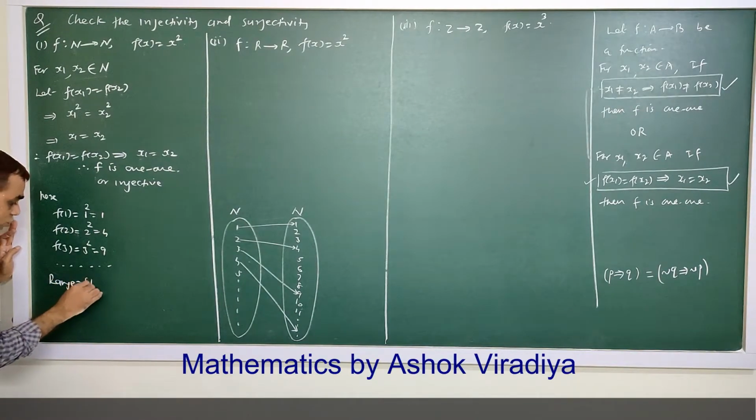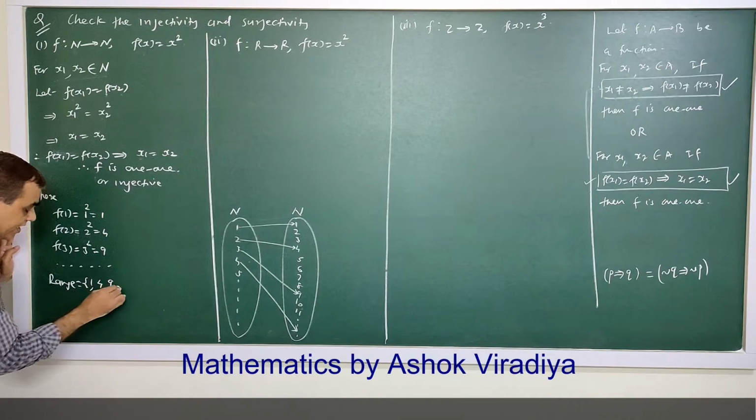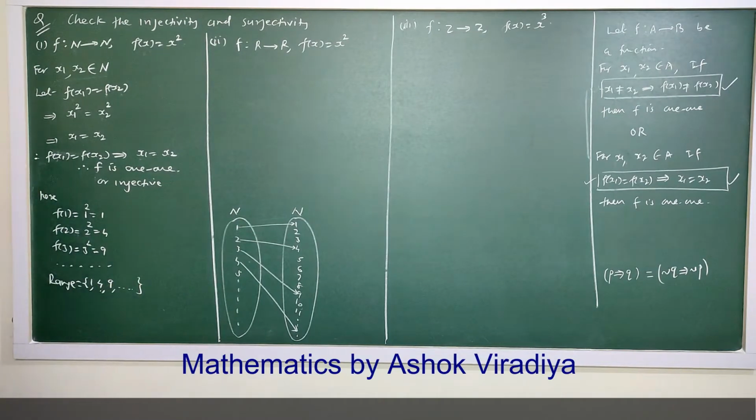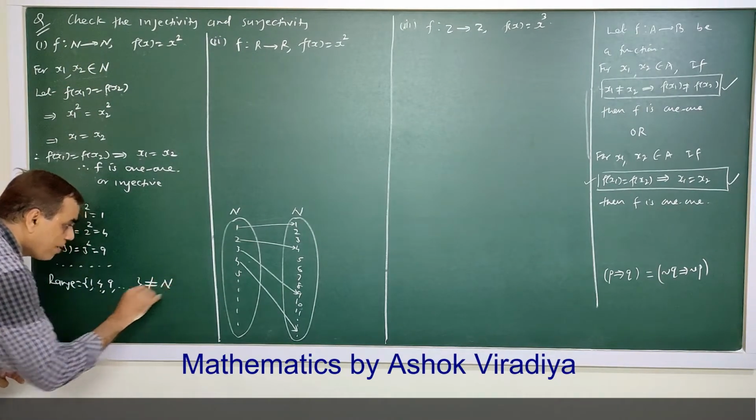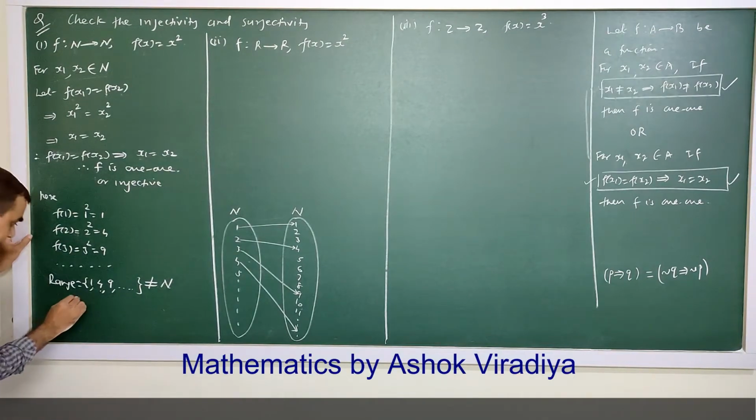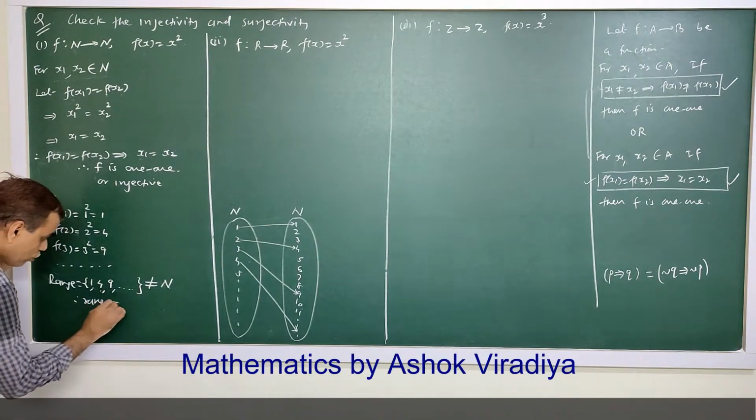Range is 1, 4, 9, etc. So range contains perfect square numbers. And what is codomain? Codomain is N. Range is not equal to codomain.